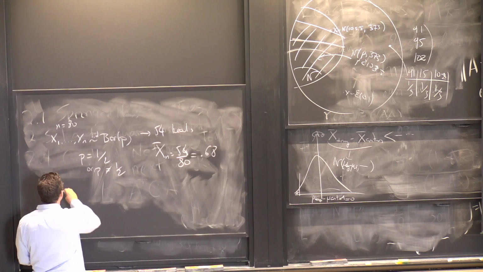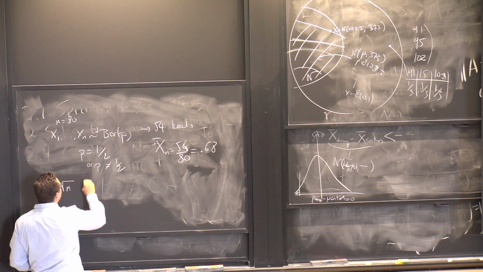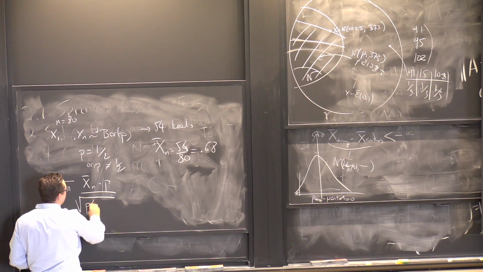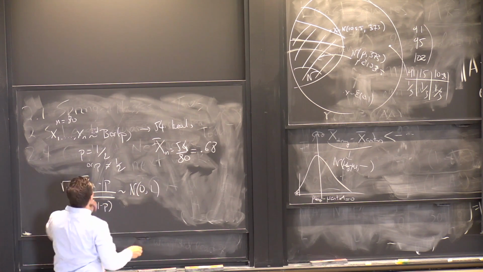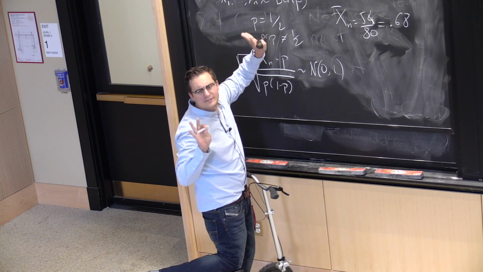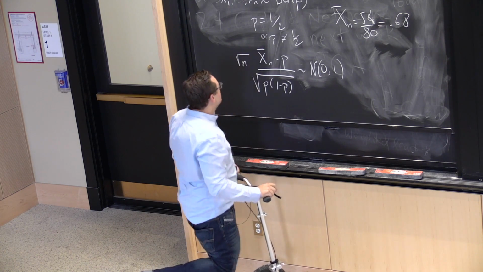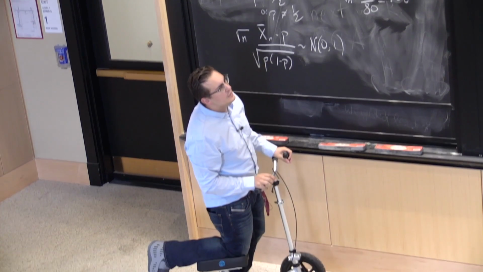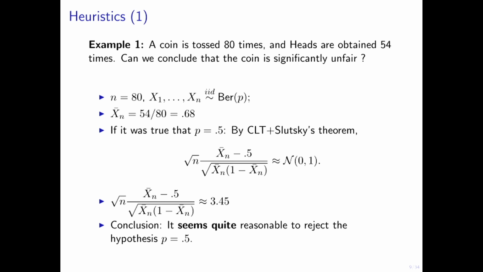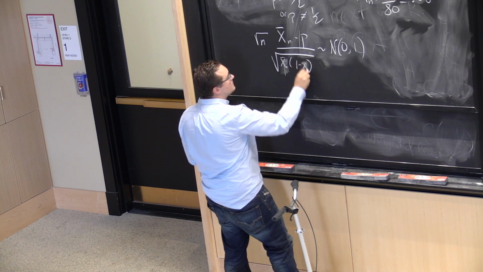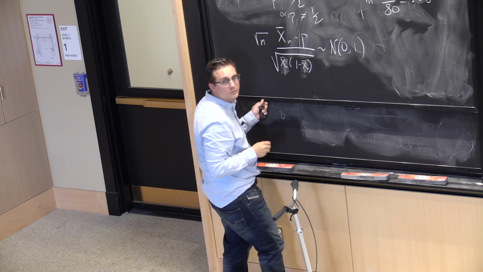So we're going to use the central limit theorem, which tells me that xn bar minus p divided by the square root of p(1 minus p) is approximately distributed as N(0,1). And here, since n is equal to 80, I'm pretty safe that this is actually going to work. I can also use Slutsky here and put xn bar in place of p. Slutsky tells me that this is OK to do.